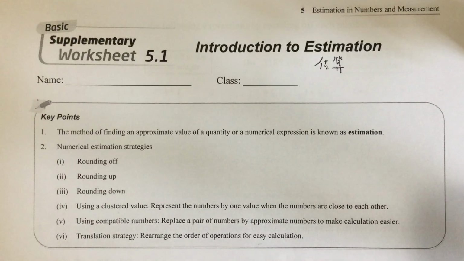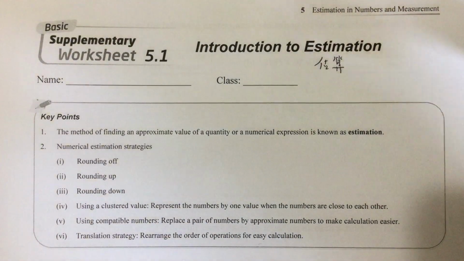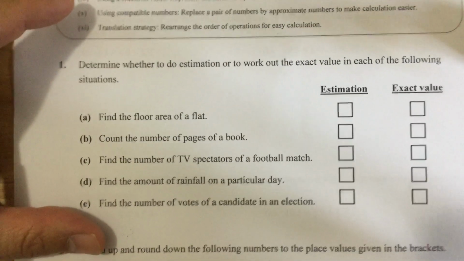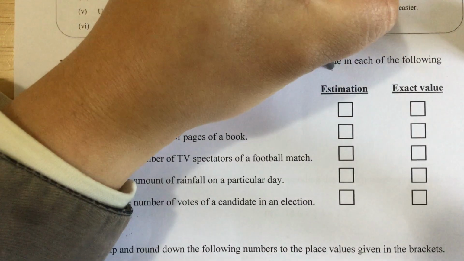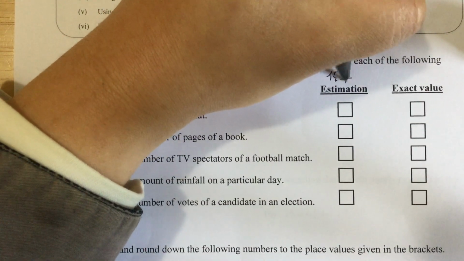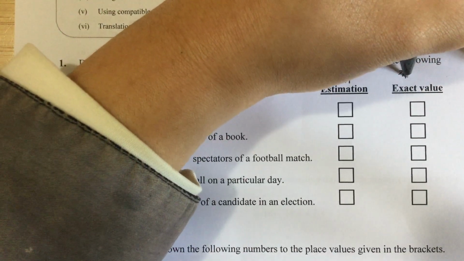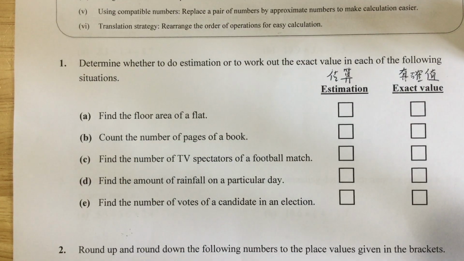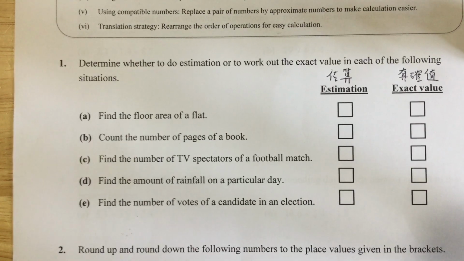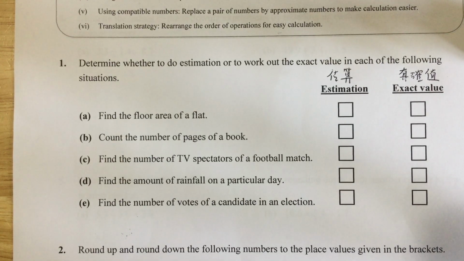Okay, now first of all, because I've told you what estimation is, we must also know what the exact value is. Now first we can look at question 1. Determine whether to do estimation or to work out the exact value in each of the following situations. So first of all, what is the meaning of the estimate? It is 估算. Exact value in Chinese is called 真確值. That means you must get the totally correct answer. You cannot get an approximation. For example, I want to know the price of a toy is $328, 328蚊. But if I say estimation, I will just say it's around $330. So it is also okay for the estimation.